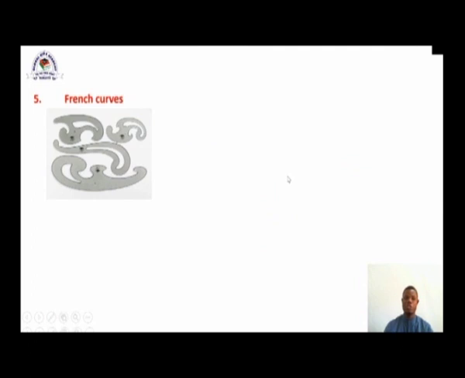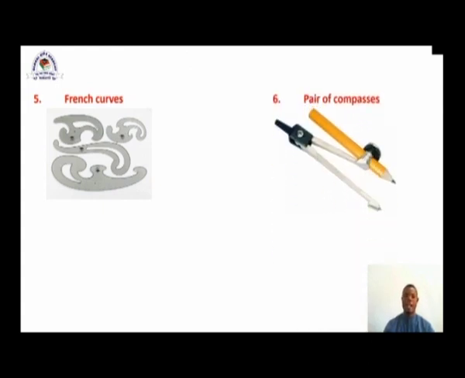Another drawing instrument is the French curve. The French curves are made of plastic material of different shapes and sizes. They are used to draw curved lines, as you know. And we have a pair of compass here.